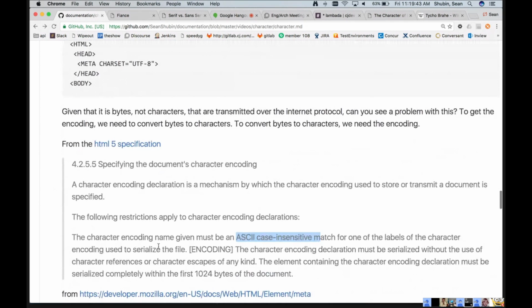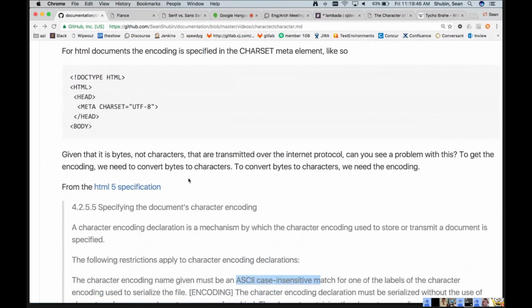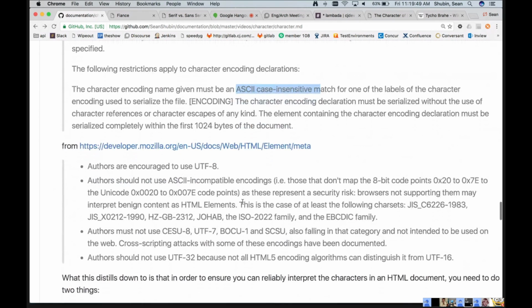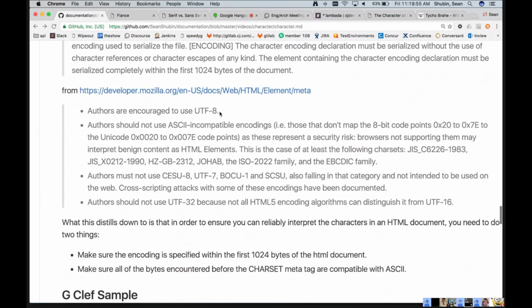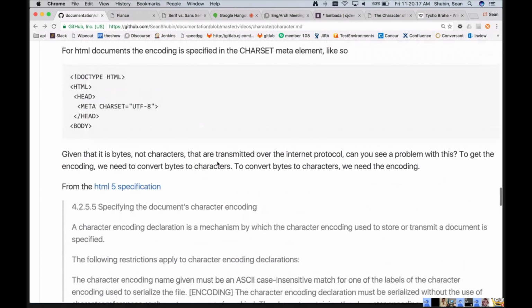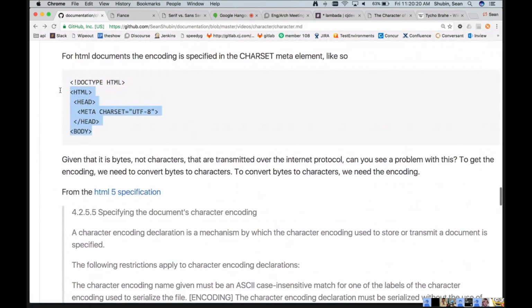So if you have the whole document in something other than ASCII, that is something you've got to watch out for. I actually pulled this from the Mozilla site, and they were talking about how this has caused a whole bunch of security problems with certain character sets. They say just avoid these character sets because they've been burned by browsers not supporting them and interpreting benign content as HTML elements. So this has actually burned people. This is why most documentation I've read just recommends, for the web, just use UTF-8 for everything.